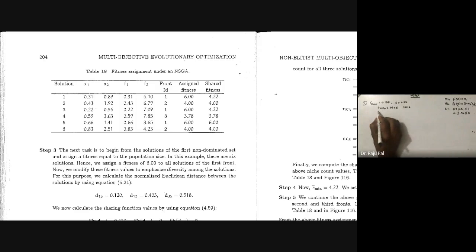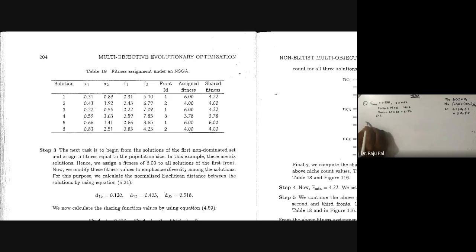So the F min value would be 6 plus 0.22, which is 6.22. So this is our F min value. This is step 1: we initialize some of the parameters required by the algorithm, we initialize the F min value, and we also start a counter j equal to 1.